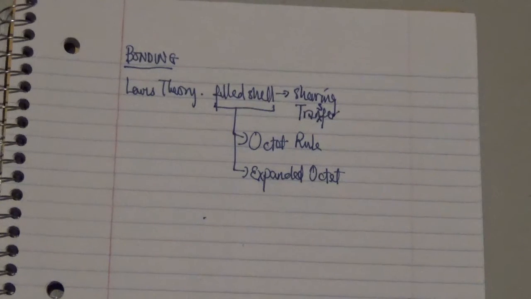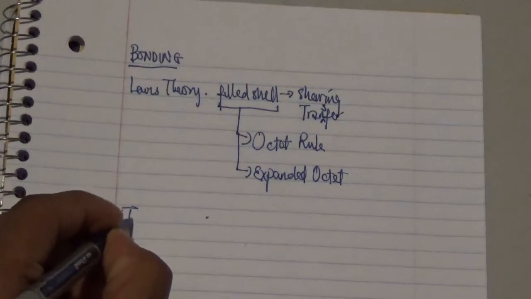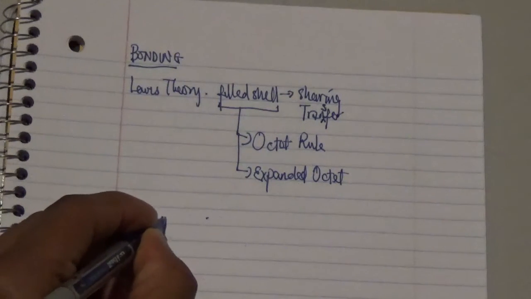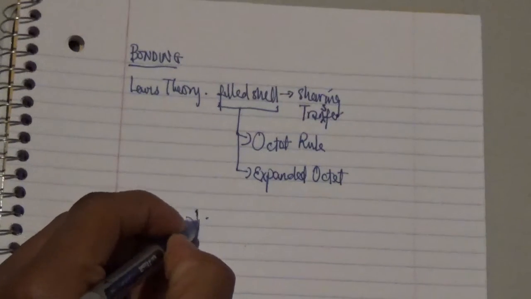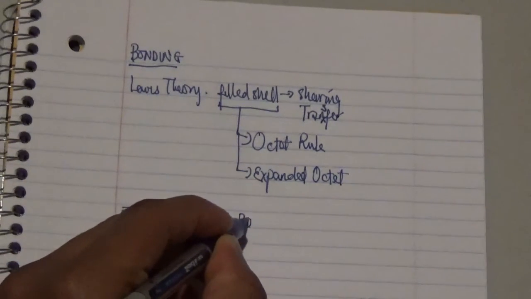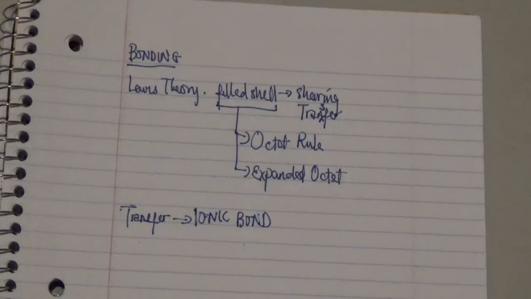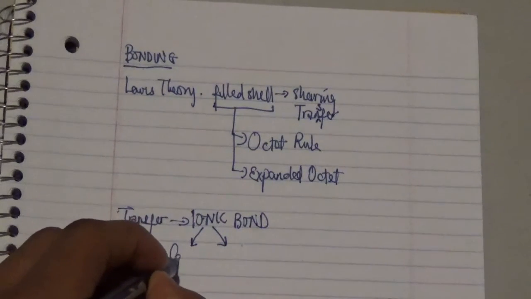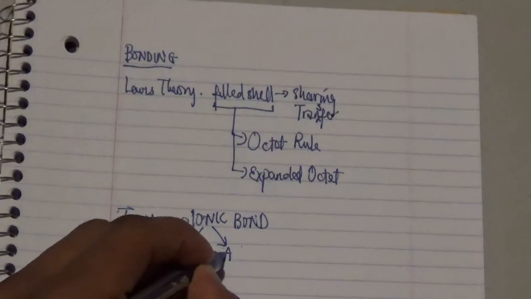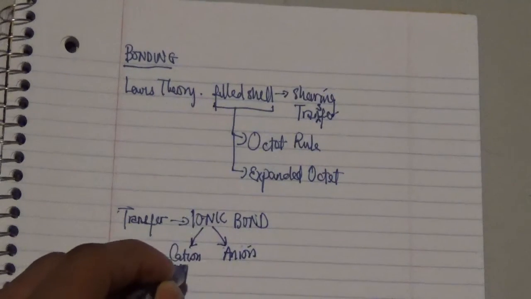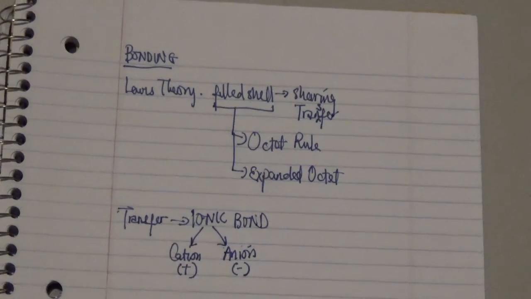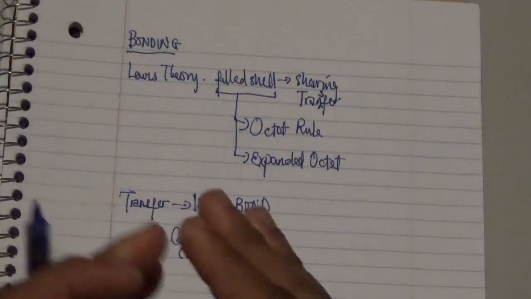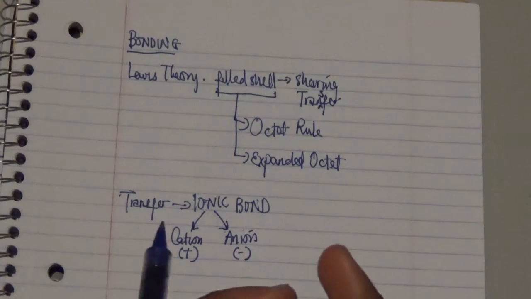Now we're going to include the concept of sharing and transfer. Transfer mostly leads to the formation of ionic bonding. If you recall, ionic bonding involves the formation of a cation or an anion, which is either positively charged or negatively charged. The positively charged atom comes mostly from metals, while the negatively charged one mostly comes from non-metals.